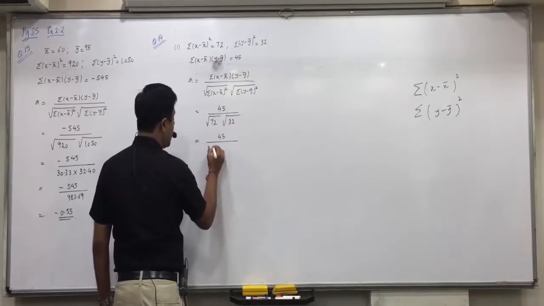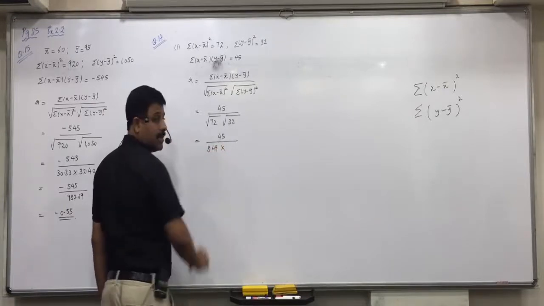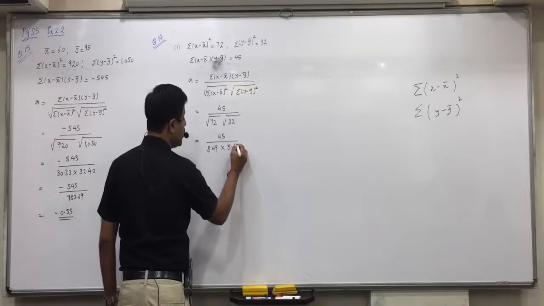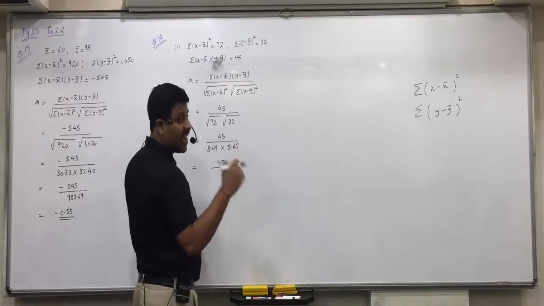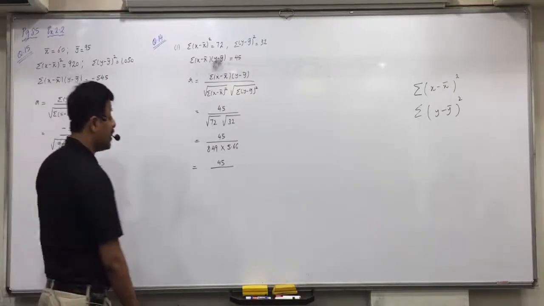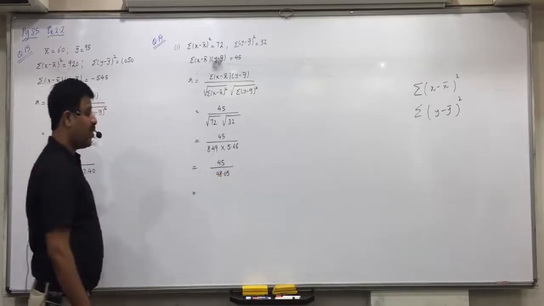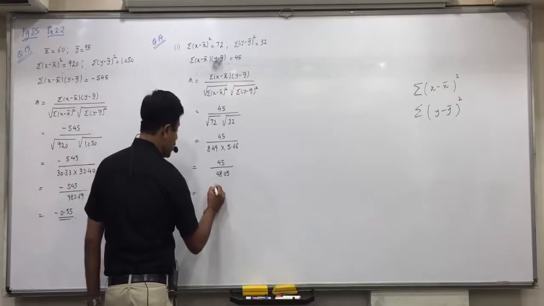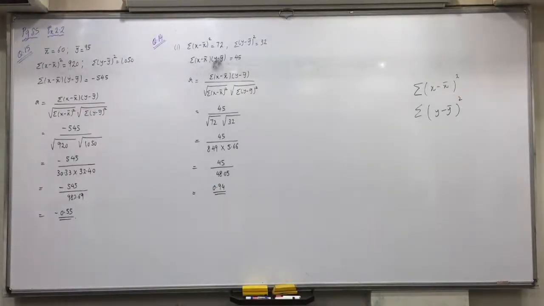Further, 8.48 is the square root of 72, and after 48 it is 9, so 8.49. Further, square root of 32 is 5.6566. Be careful, if the third digit is 5 or more, you increase the second digit by 1. So 8.49 into 5.66 is 48.05. What is 45 upon 48.05? 0.9. Did you understand this, everyone?